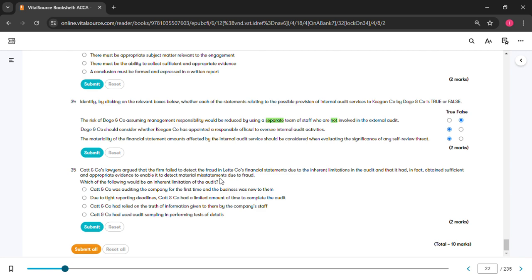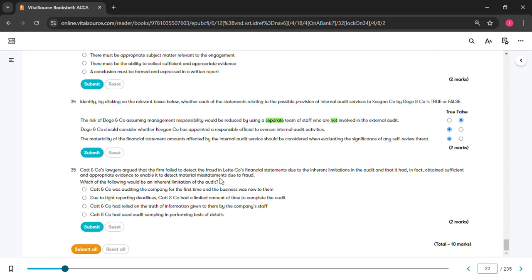Understand with reason. Cat has relied on the truth of information given to them by the company. Can we rely on the information given by the company staff, or do we have to see the evidence? See the evidence also. We cannot rely on the information. Cat has used audit sampling in performing tests of details. To detect material misstatements due to fraud, you have to use sampling methods. You have to increase the sampling and make sure things are done appropriately. We cannot shrug off our responsibility.